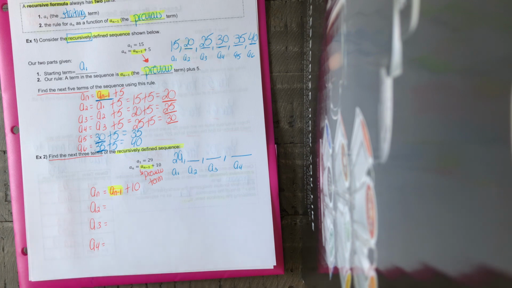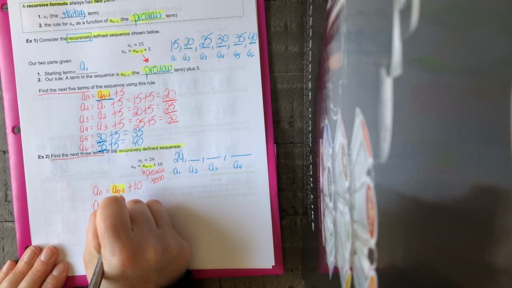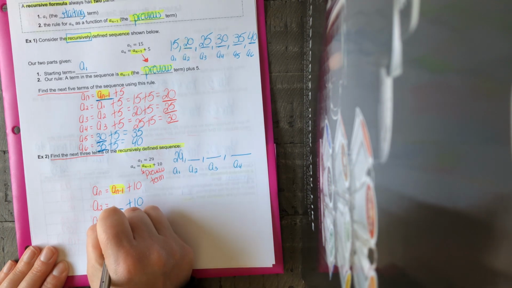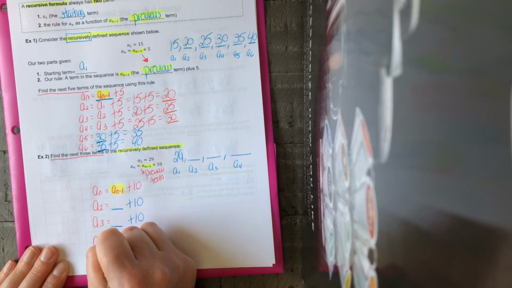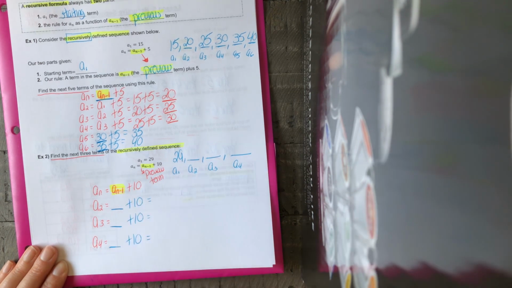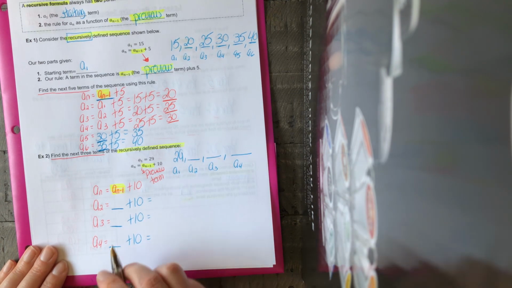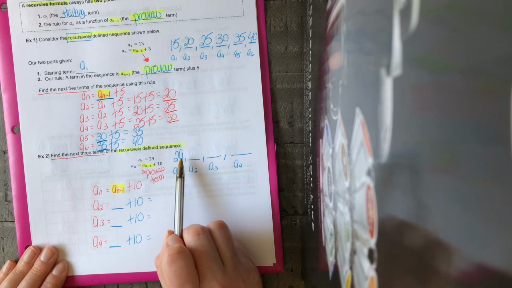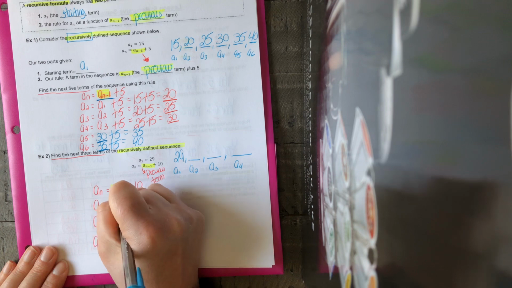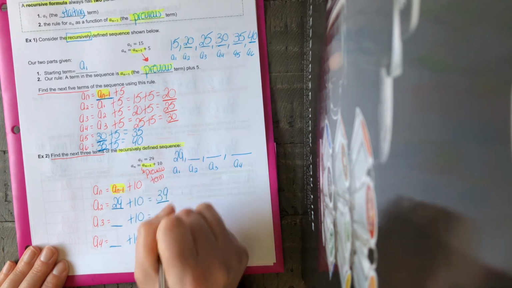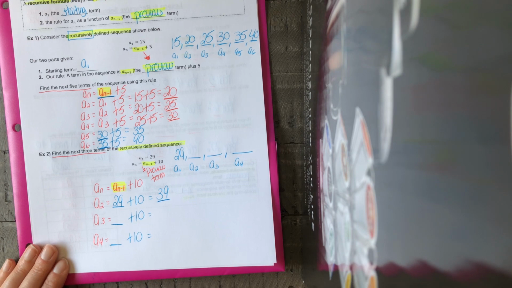So I'm just going to even make little boxes here. My previous term plus 10. My previous term plus 10. My previous term plus 10. All right. So if I want to find the second term, I have to use my first term, which is 29. What's 29 plus 10? 39, and I'm done. It's that quick.